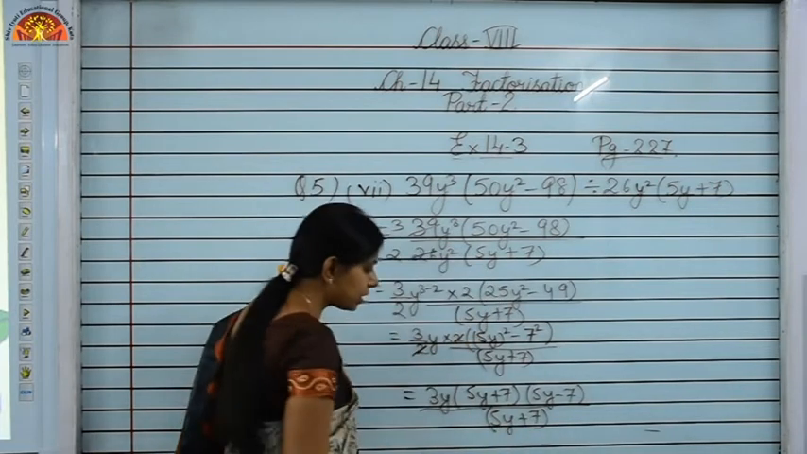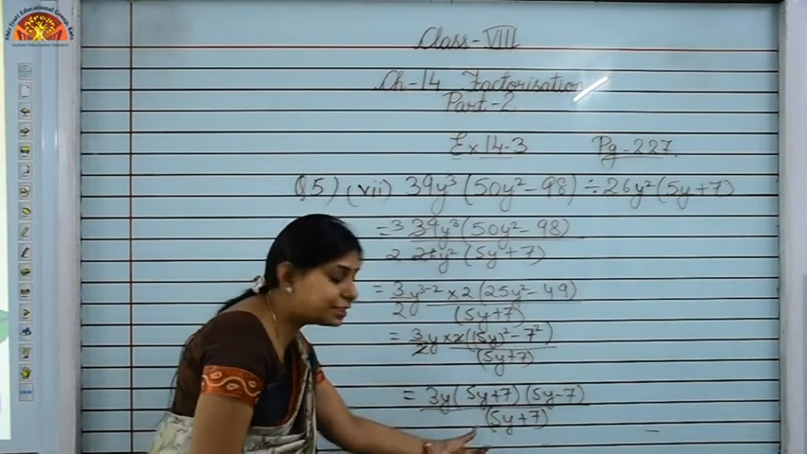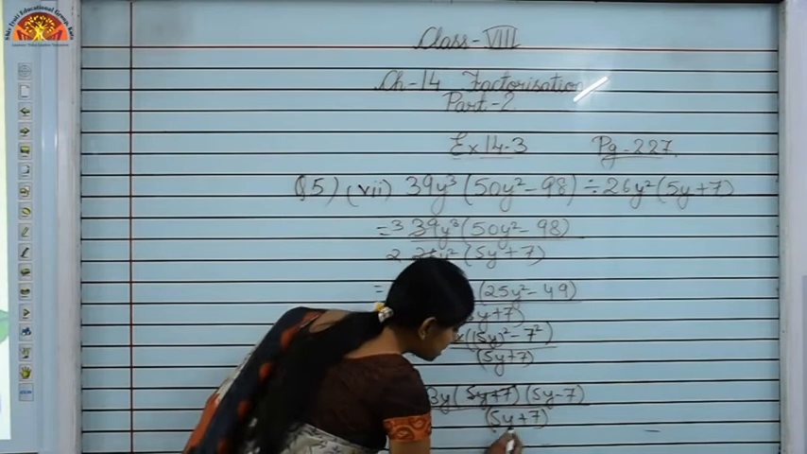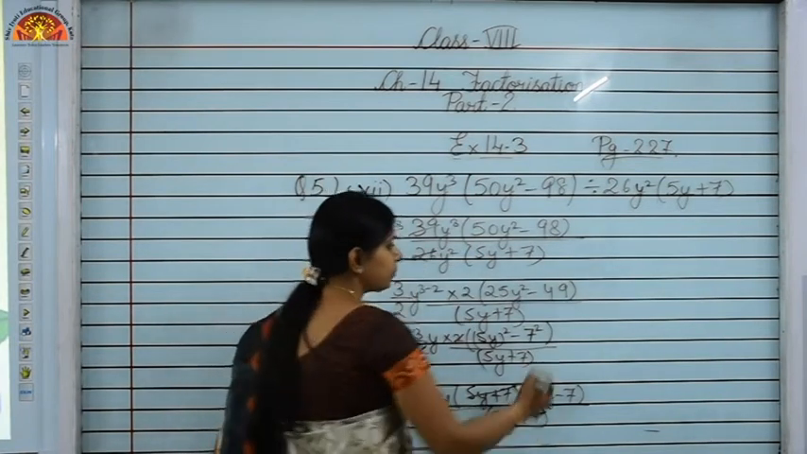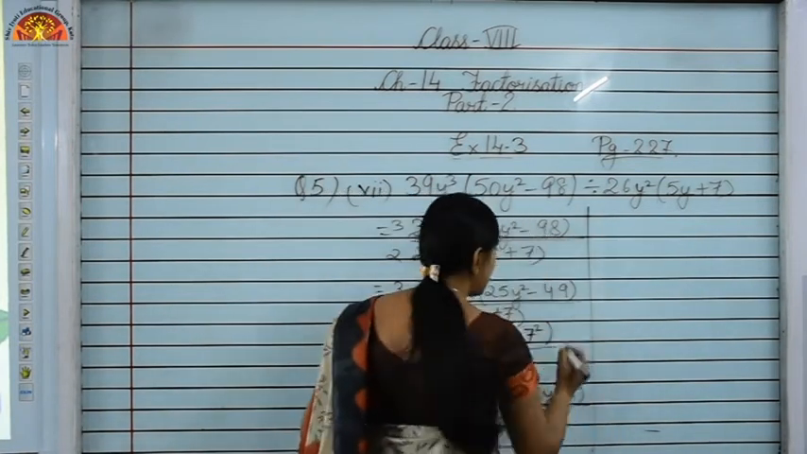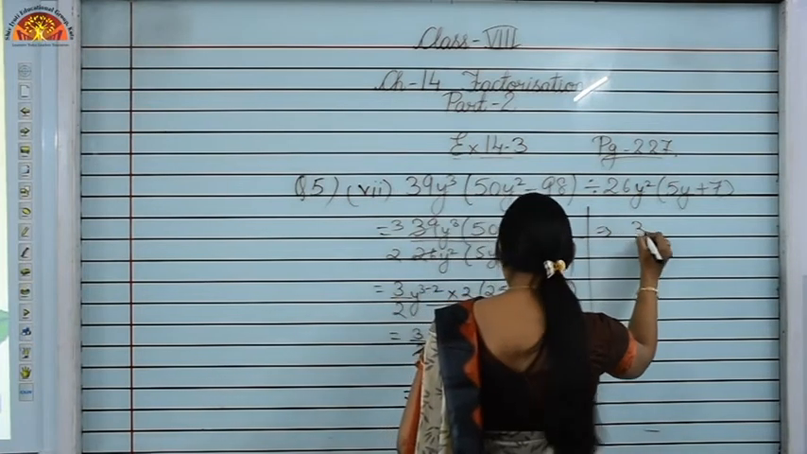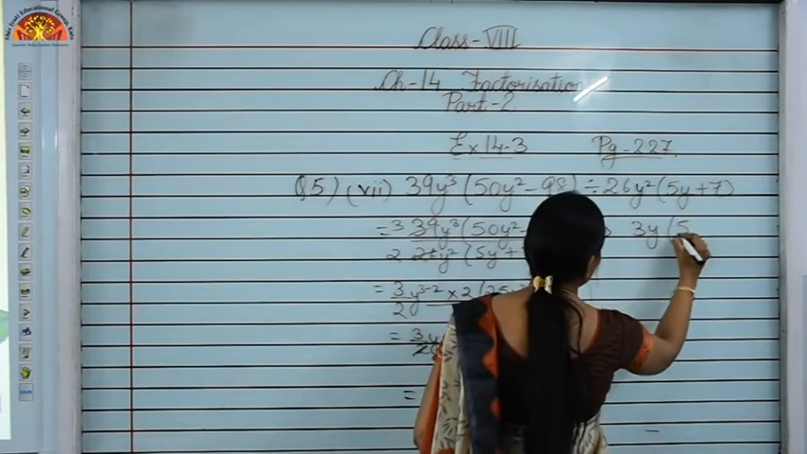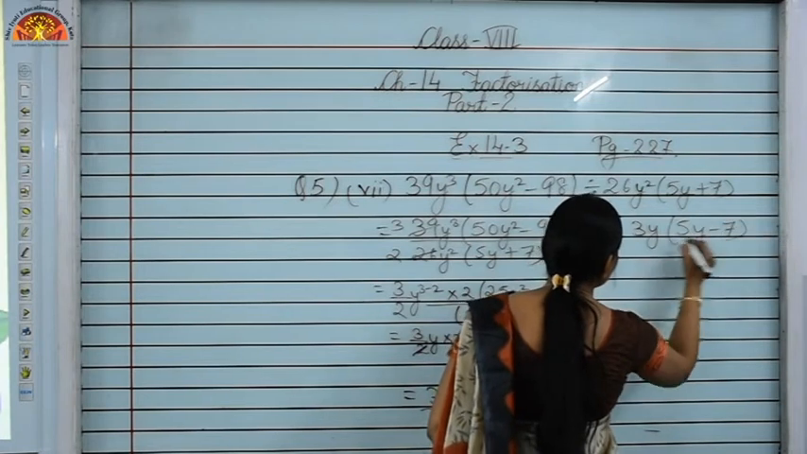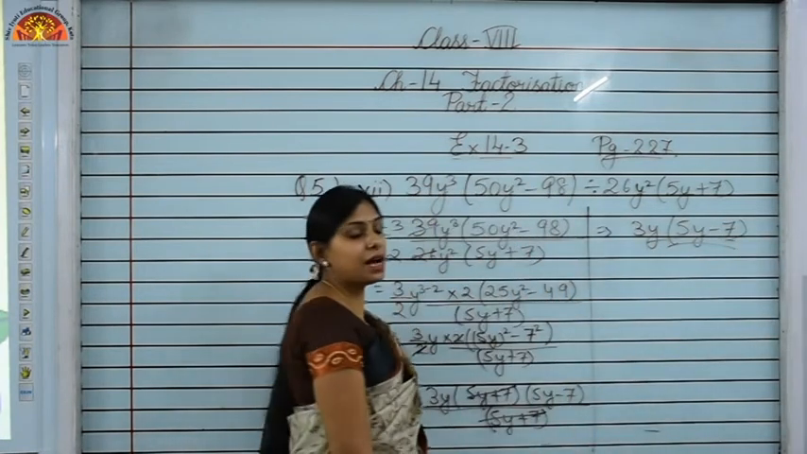You can see, you can cut this expression in the numerator and the denominator. So 5y plus 7 and 5y plus 7 will be cut. So your final answer is 3y into (5y minus 7). This is your required answer.